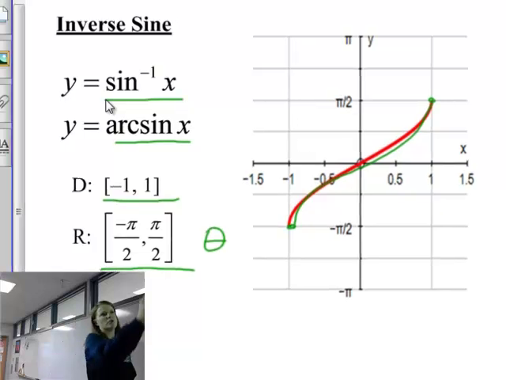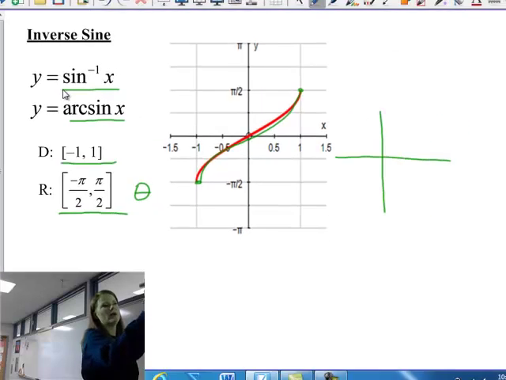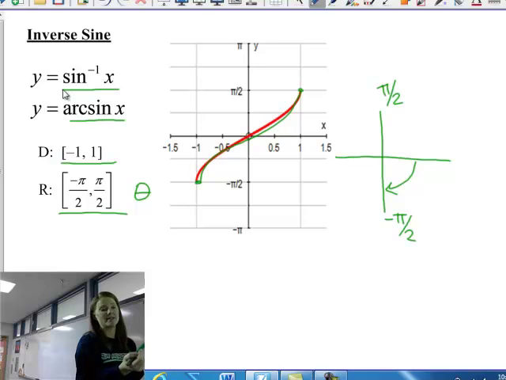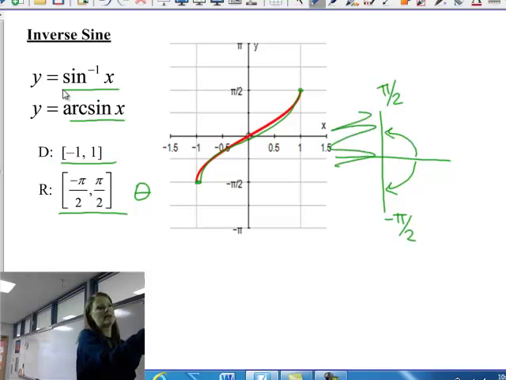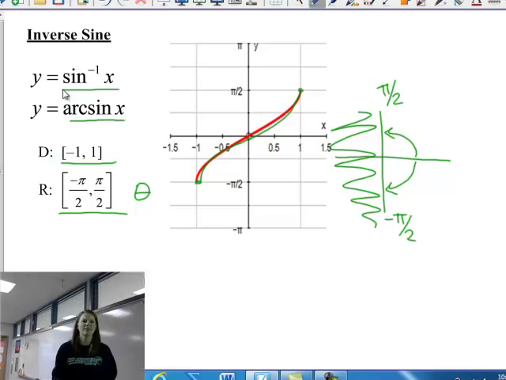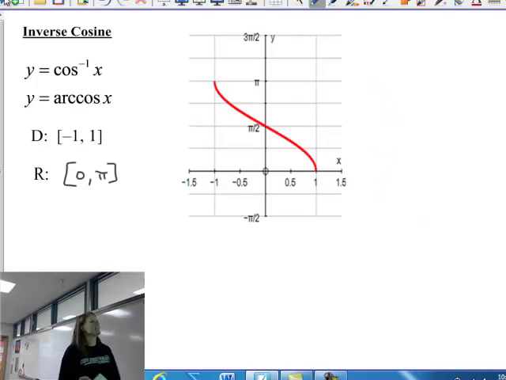Now, if we think about this in terms of our unit circle, where is pi/2? Quadrant 1. And where is -pi/2? We go down to quadrant 4. So our possible answers are these two quadrants, these two directions. You're not going to worry anything at all about over here. I like to call it the right side.